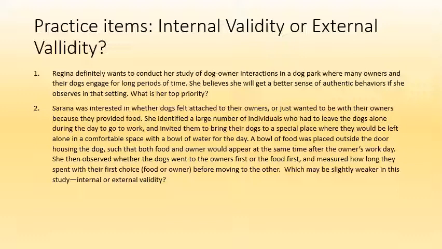Which may be slightly weaker in this study, internal or external validity? And in this case, we have a lab experiment because this is not taking place in the natural setting. Even though this is something that would happen in the dog's life, it would take place in the home. So we'd say this is taking place in a lab setting. And so we probably have higher internal validity. It's a cleaner experiment, but we might not be able to generalize.